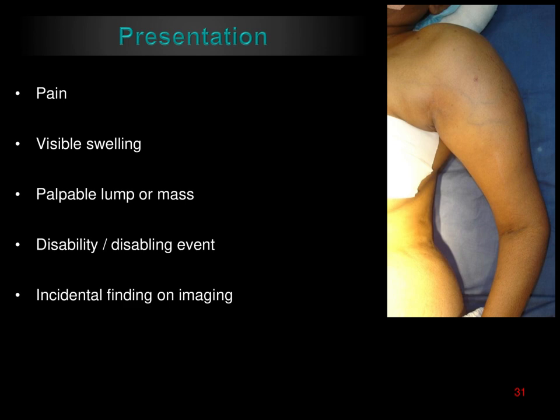Out of this, the swelling is objective. You may see it or feel it. Disability is also very easy to realize and assess. If there is a fracture, well, it is very, very obvious. Incidental findings on imaging are also quite easy because you can see them on the X-ray. Of all this, pain is a subjective complaint, and that is where we struggle to figure out what is going on.